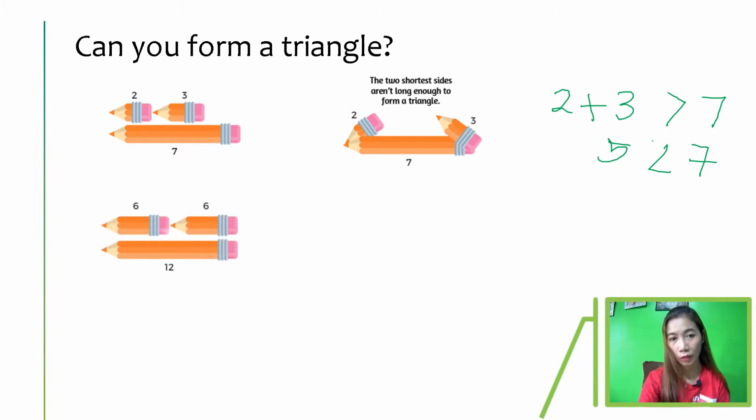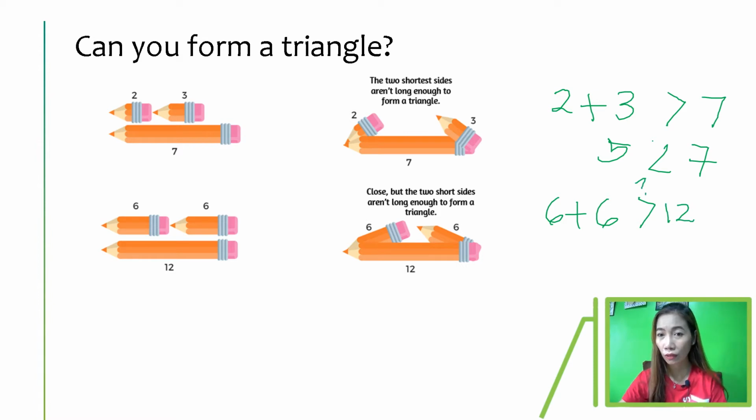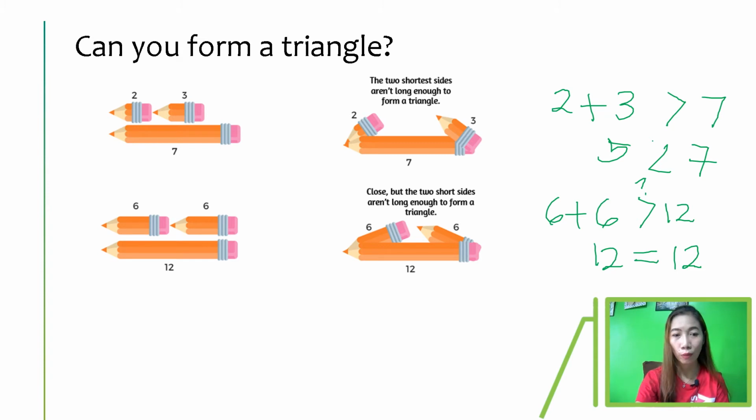How about this one? Bakit hindi kaya siya nag-form ng triangle? So considering the two shorter sides, that is 6 and 6. So 6 plus 6, is it greater than 12? So greater than 12 ba? 6 plus 6 is 12. So it's not greater, but rather it is equal to 12. Okay? So that's why hindi siya nag-form ng triangle.